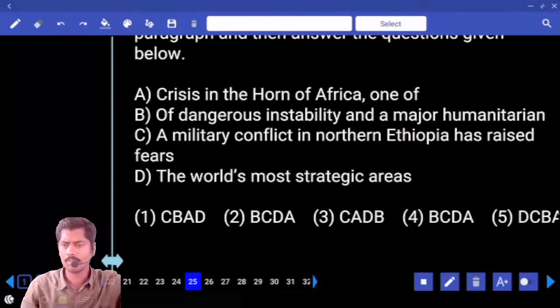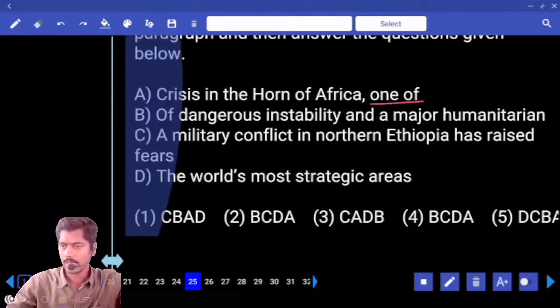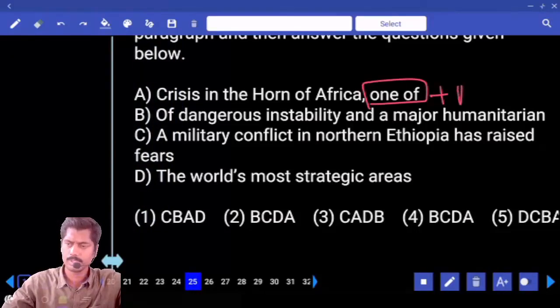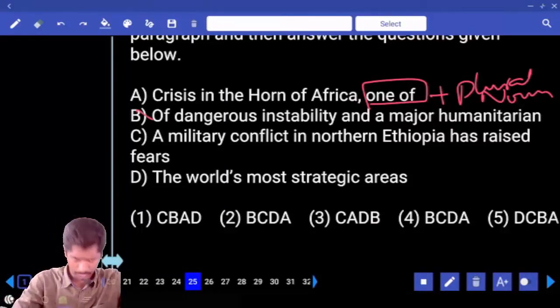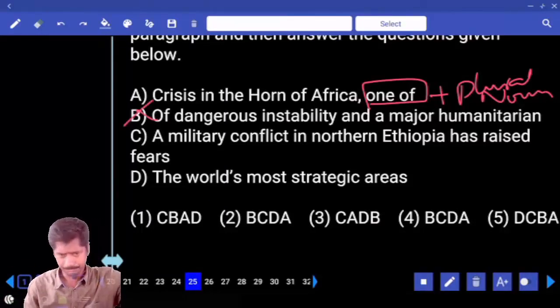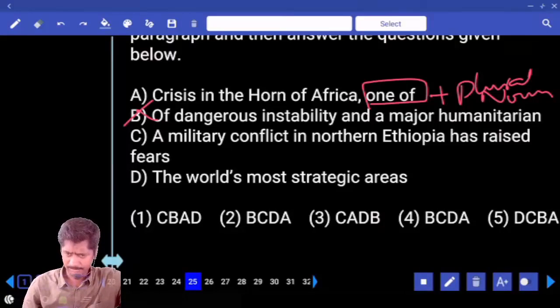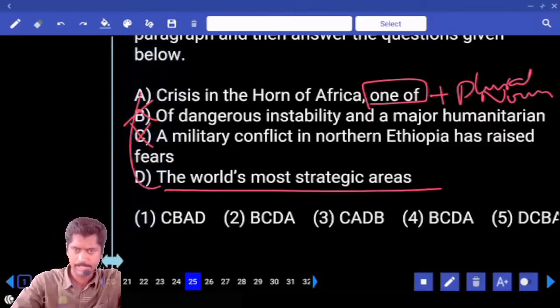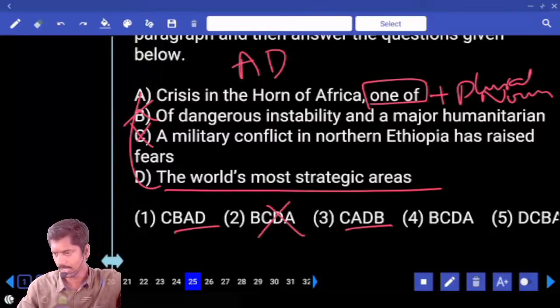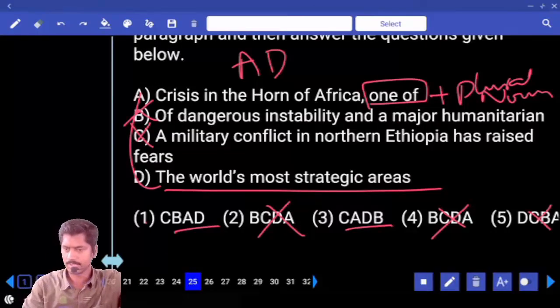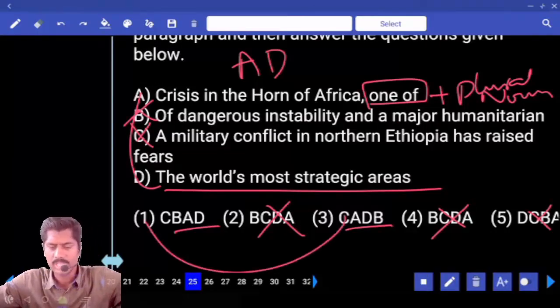Crisis in the Horn of Africa. Look at this. After "one of", what is needed? After "one of", a plural noun. "One of AB", not possible. "One of A. One of the world's most strategic areas." Yes. Check AD. Answer 1, 3. Both are starting with C. So C is the first one.